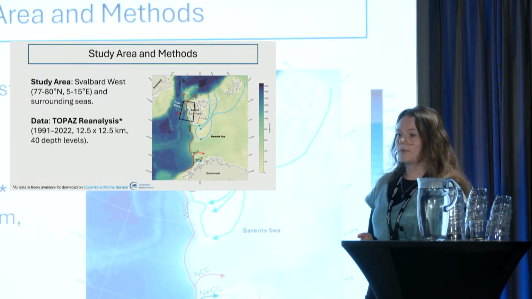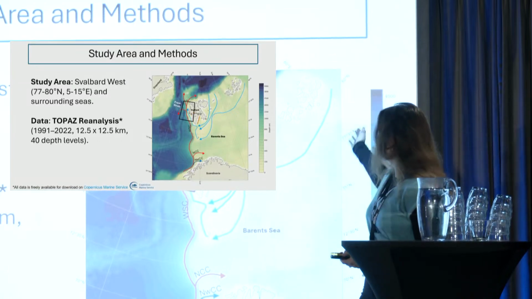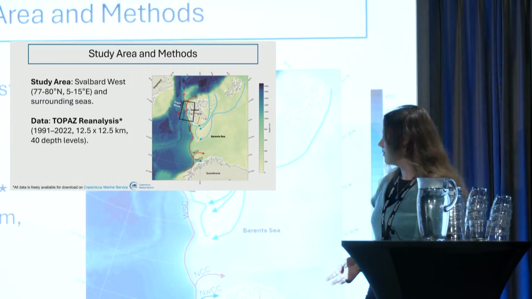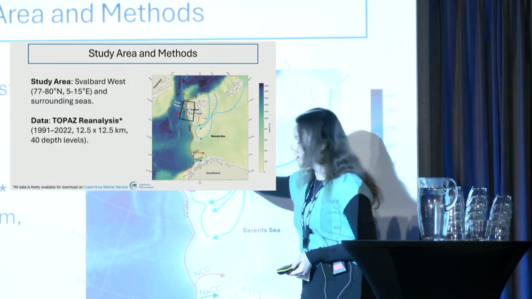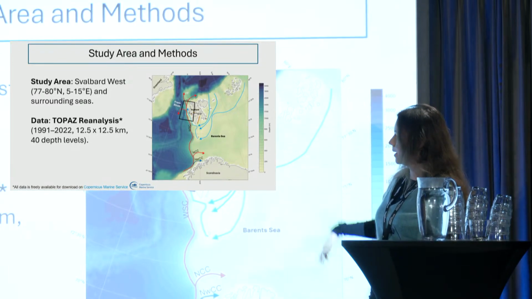This region is influenced by cold Arctic water masses formed locally in winter and from the northeast. But also, perhaps more importantly, when it comes to marine heat waves, it's influenced by the West Spitsbergen current, which brings warm Atlantic water into this region and down the west coast.